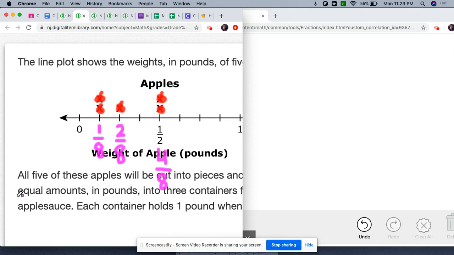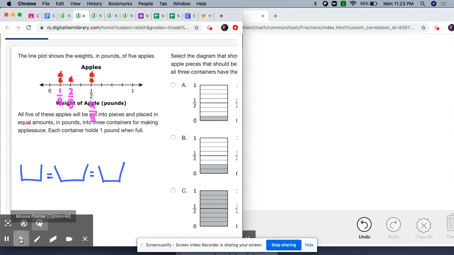Zoom out over here for you, if it wants to zoom out. There we go.